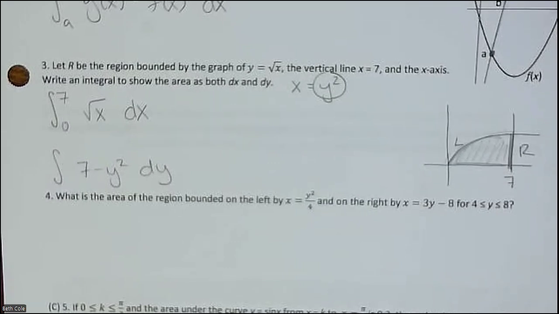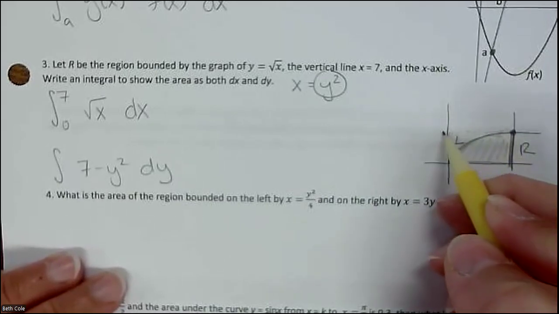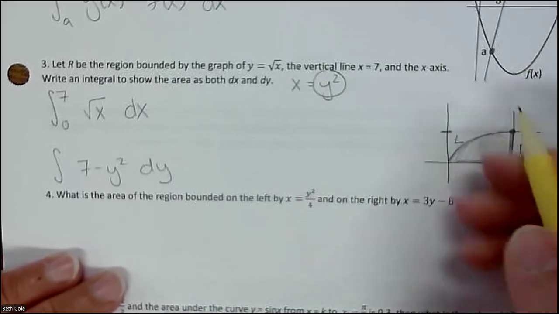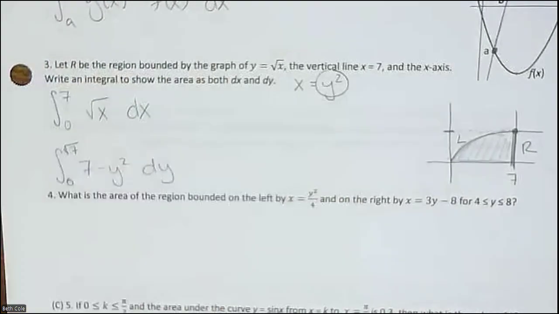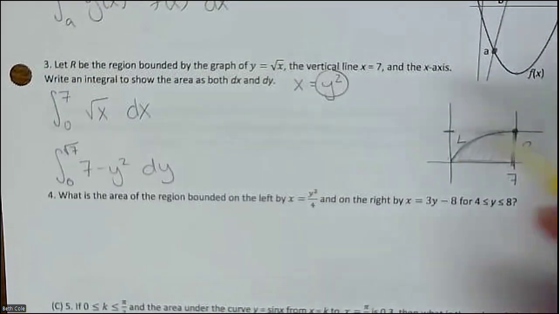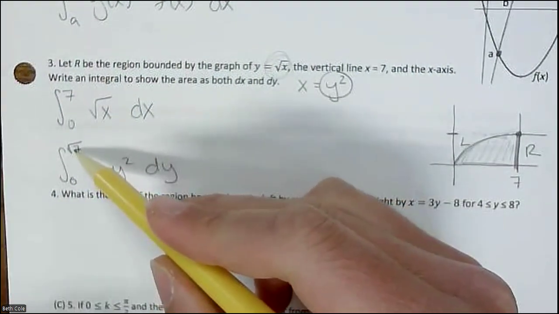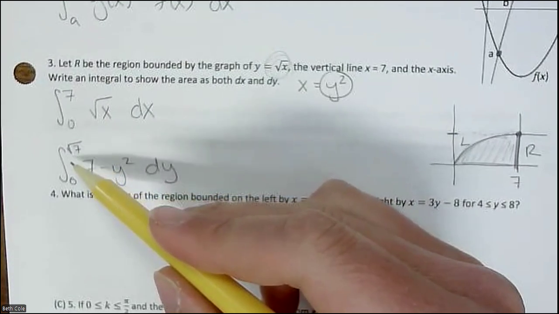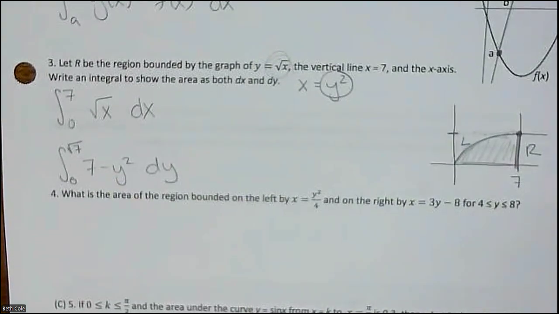Now your boundaries, it's not 0 to 7 because it has to be y values. So it's 0 to whatever this is on the y-axis. Do you see what I'm saying? Any thoughts on what that would be? It's square root of 7. If you plugged 7 into this graph, you get square root of 7, whatever that is. I don't know what square root of 7 is off the top of my head. Like 2 point something. It'll be multiple choice.